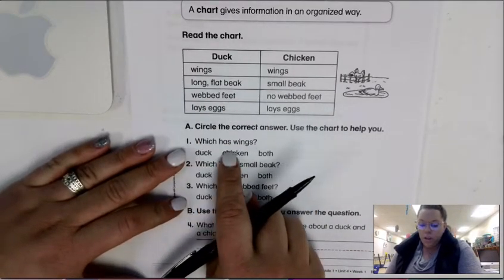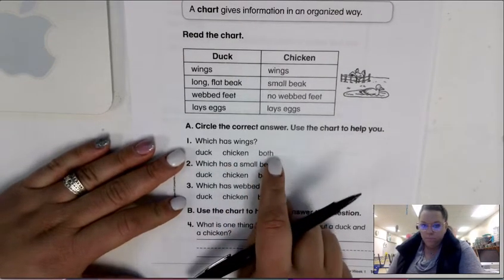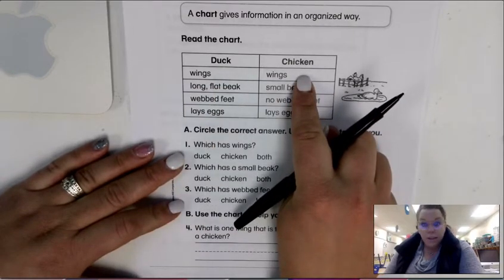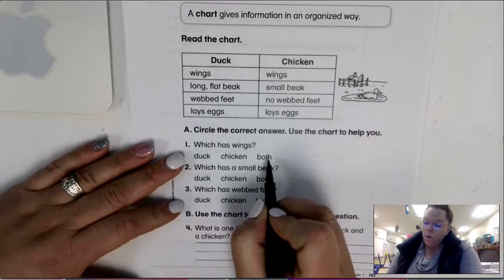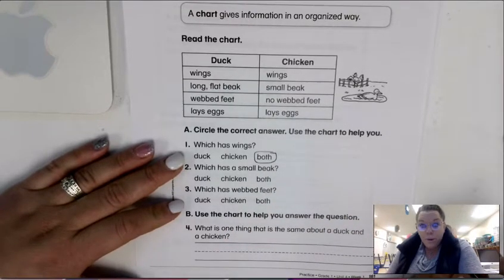So, which has wings? A duck, a chicken, or both? Okay, well, let's look. A duck has wings. A chicken has wings. So we have to circle both. You can circle it or you can put a box around it.